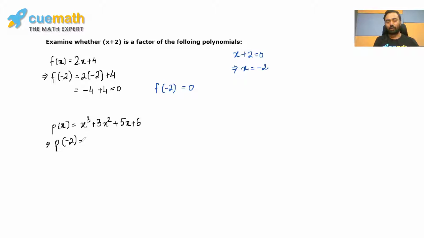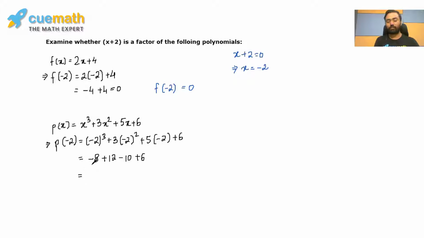So p of negative 2 equals negative 2 raised to the power 3 plus 3 times negative 2 raised to the power 2 plus 5 times negative 2 plus 6. Now, if we simplify this, negative 2 raised to the power 3 is negative 8. Negative 2 raised to the power 2 is 4. 4 times 3 is 12. 5 times negative 2 is negative 10 plus 6.